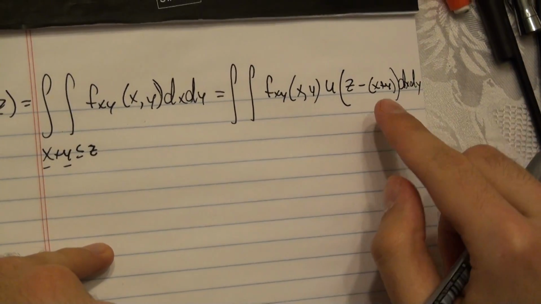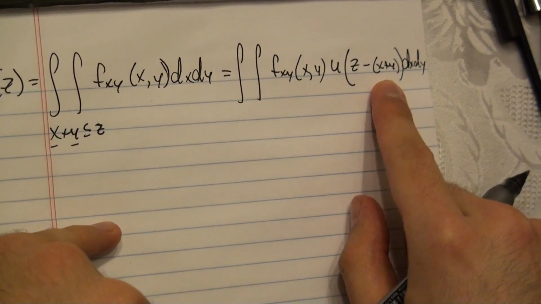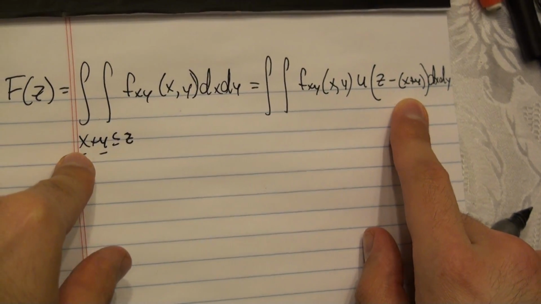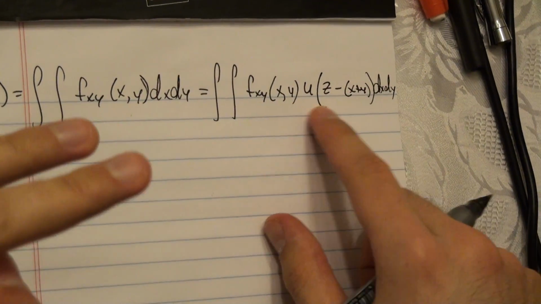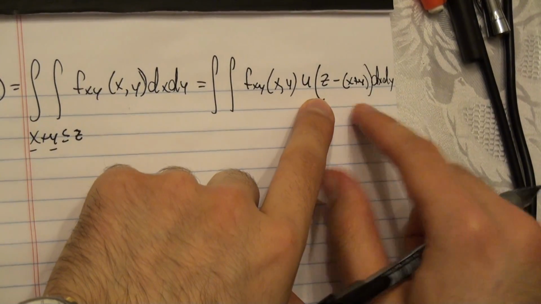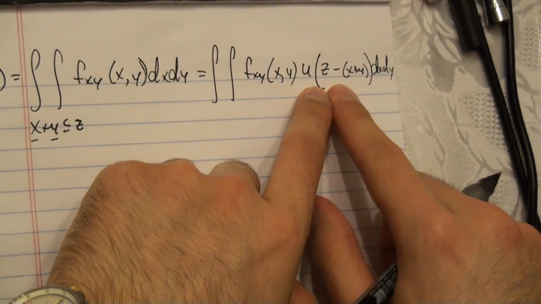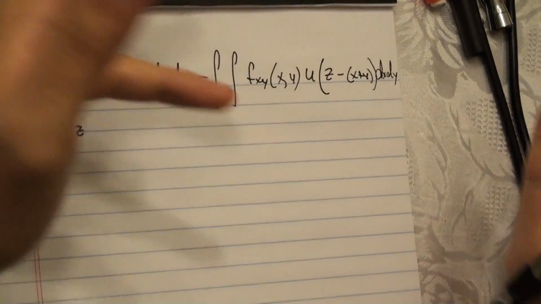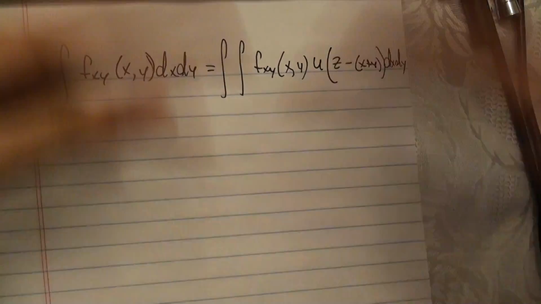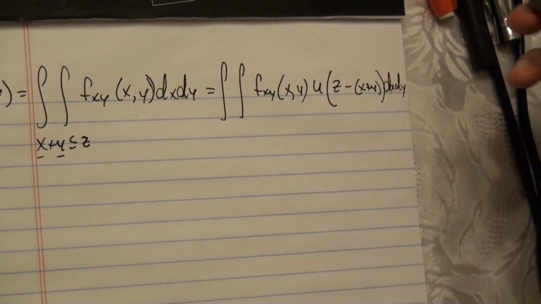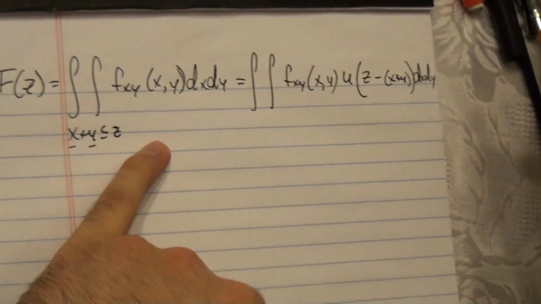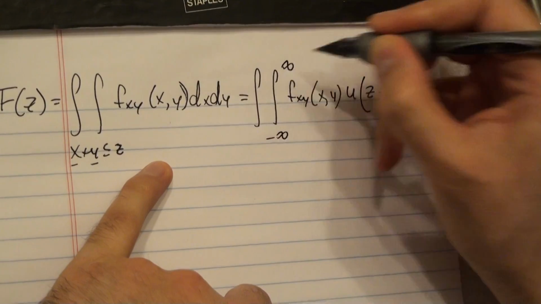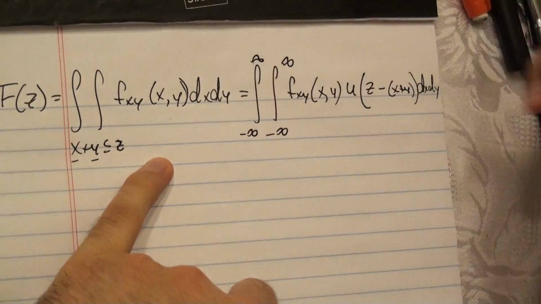dy. Now, we can write this because we know that x plus y must be less than or equal to z. And the step function is 1 in this case for x plus y less than or equal to z. Otherwise, the step function is 0 and the integral is 0. So that's why we only care about the places where x plus y is less than z. And in this case, the limits are from negative infinity to infinity.